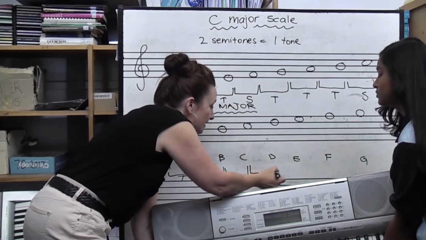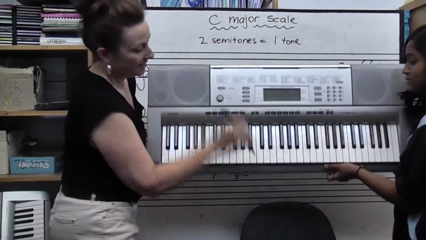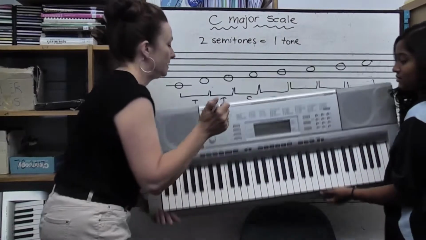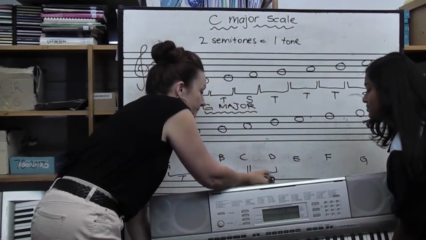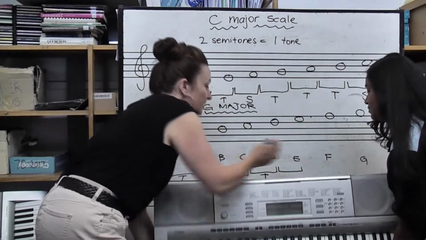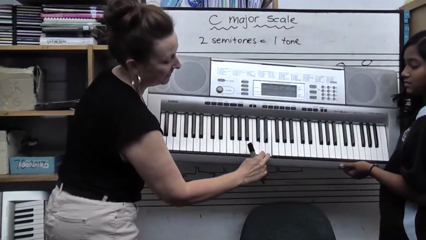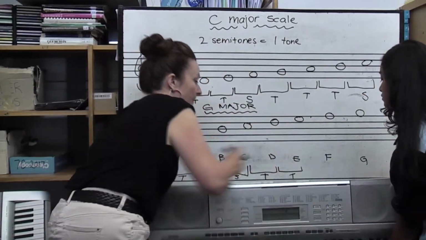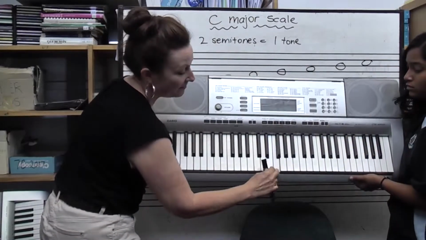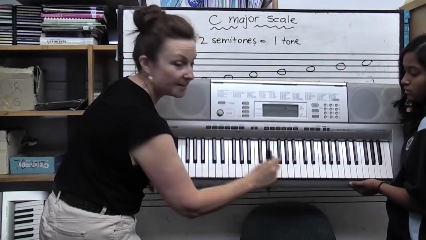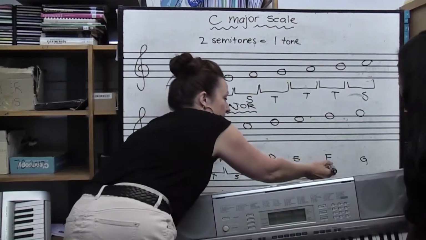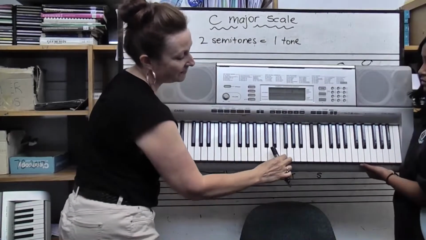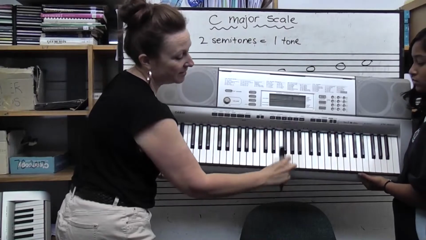C to D. C to a D, it's got a note in between. So that must be a tone. D to E. It's got a note in between, must be a tone. E to F. No note in between, must be a semitone. And then F to G. It's got a note in between, so it must be a tone.